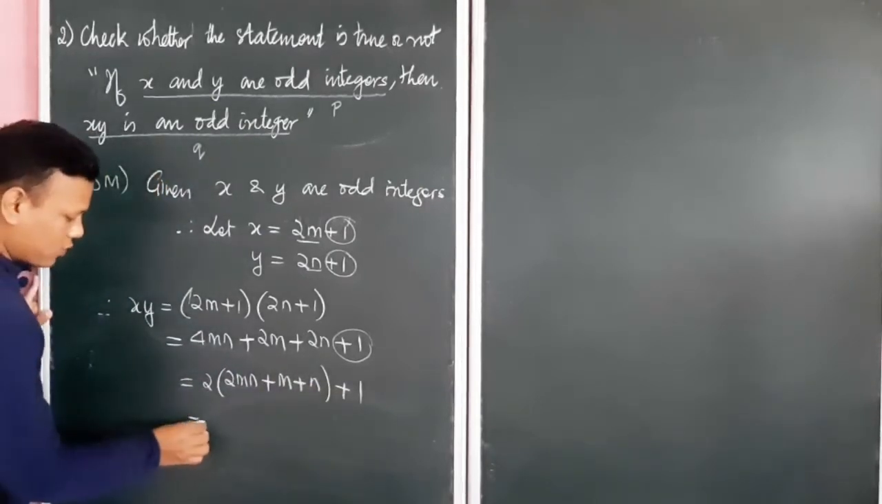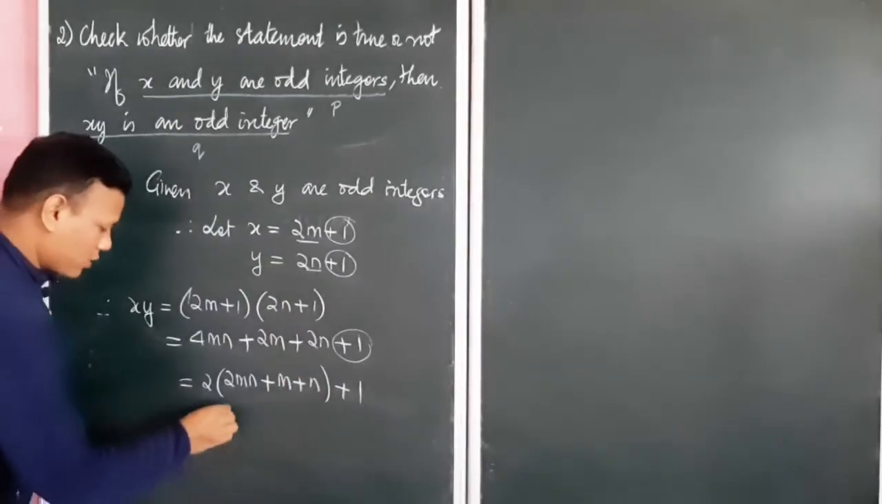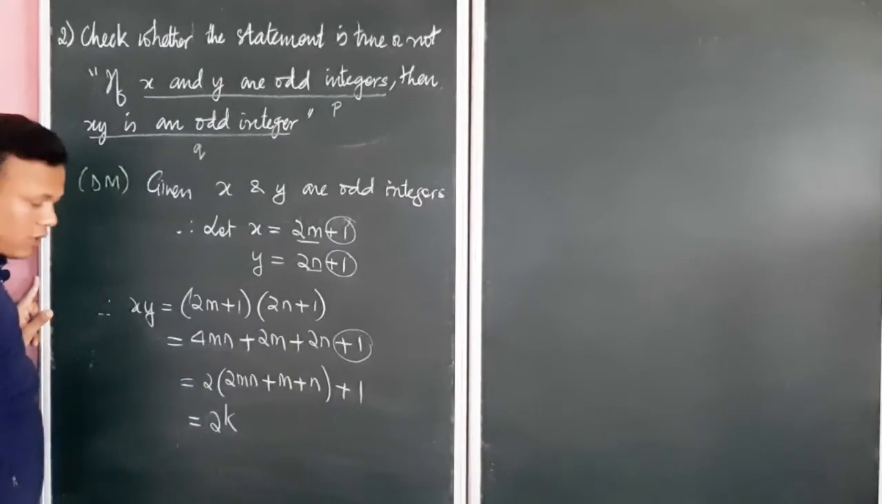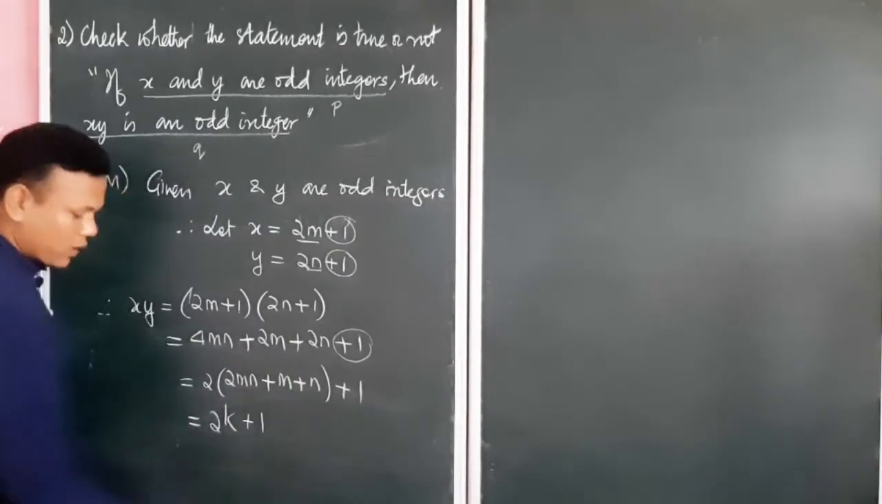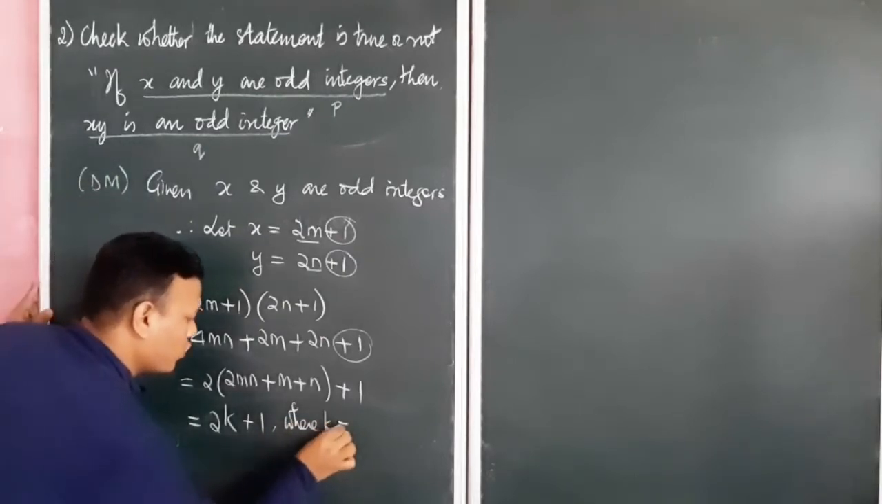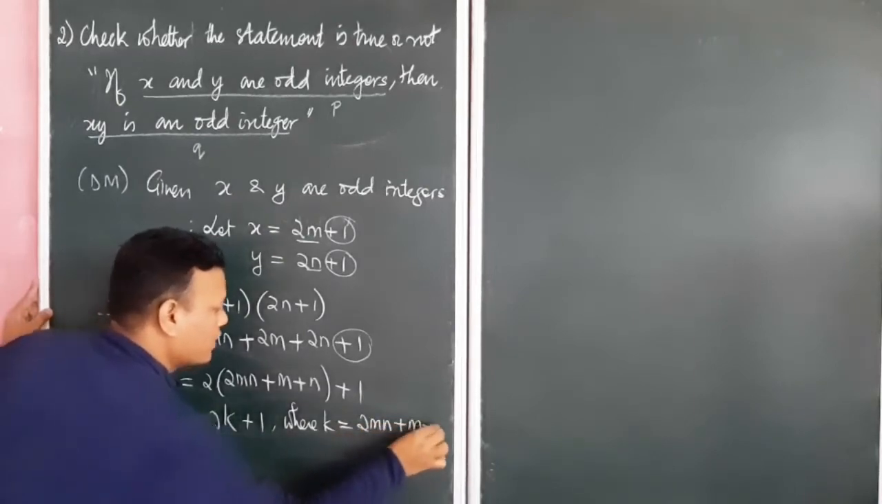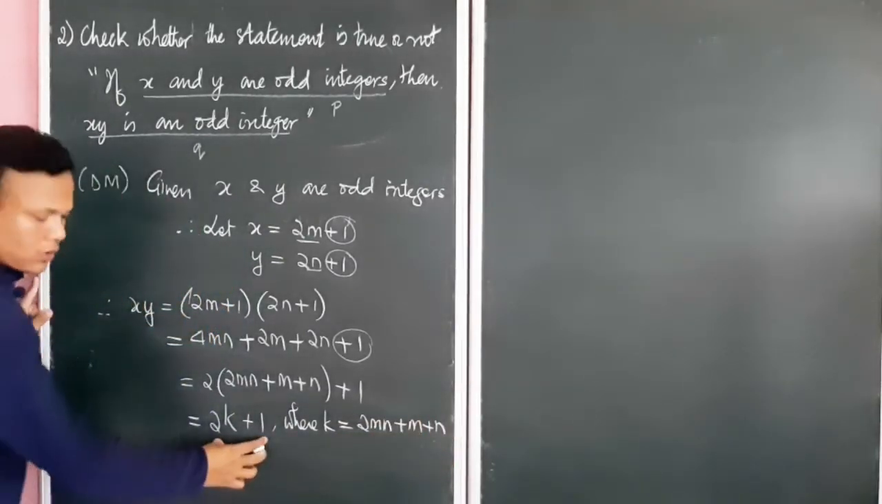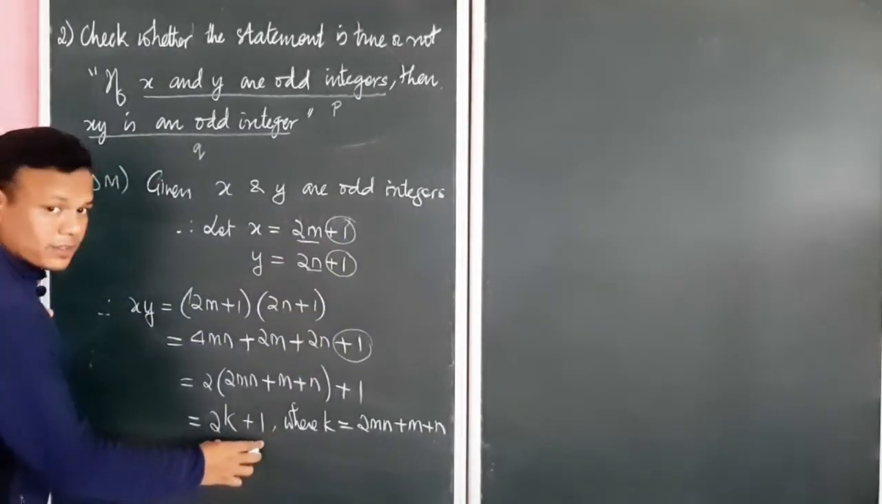So let me write this as 2 into, now this is also one number, some number it is, so let me write this as 2k, where k is equal to this full thing. So 2k plus 1, where k is equal to how much? 2mn plus m plus n. Now what is this? This is also an odd number, isn't it? If you see the format, this is also falling under the same category.